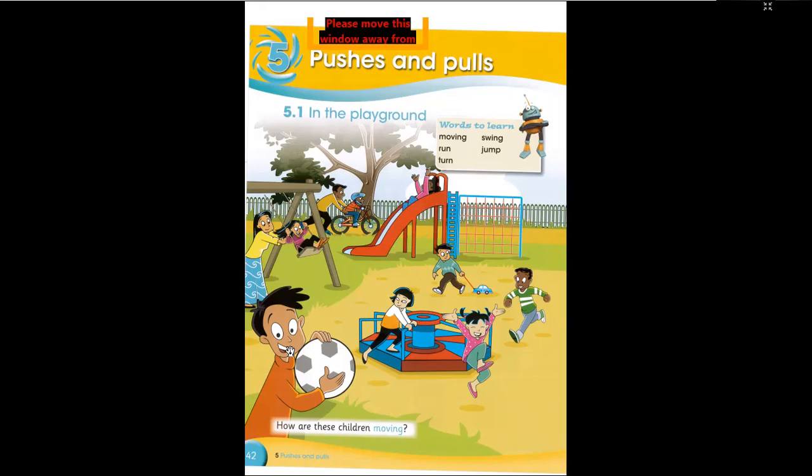So here, in the picture, everyone is moving somehow differently. When you run, when you jump, when you pull, when you push, when you sit on the swing, when you sit on the bicycle, what are the forces you are using? You are using the forces called push and pull.